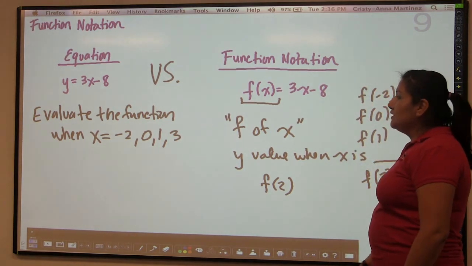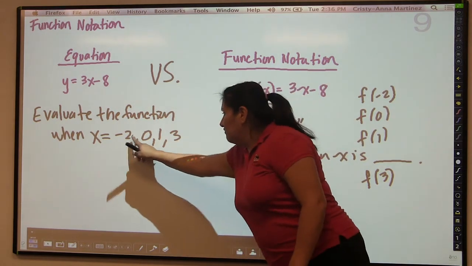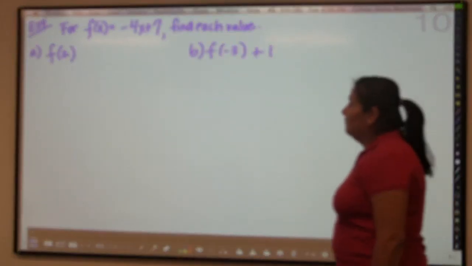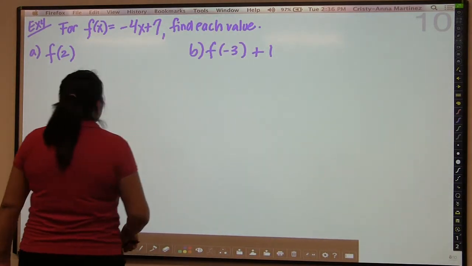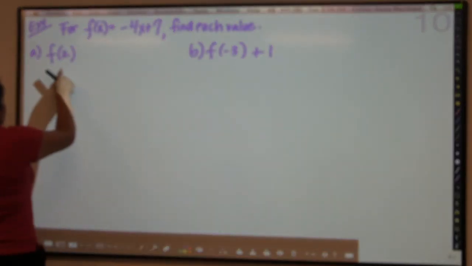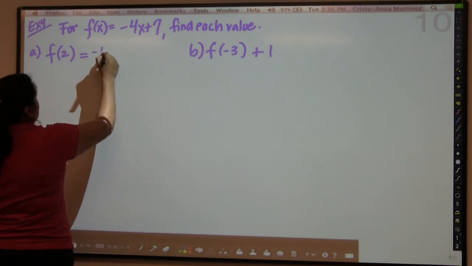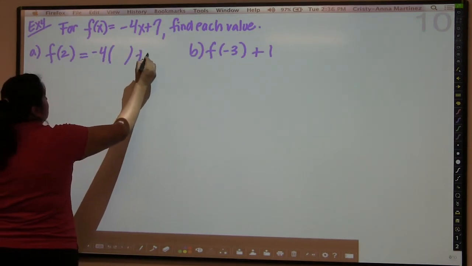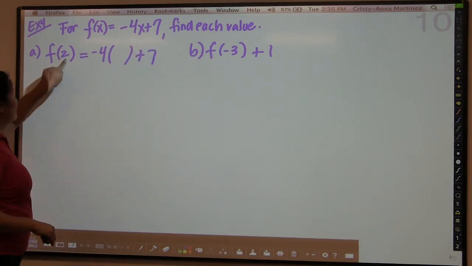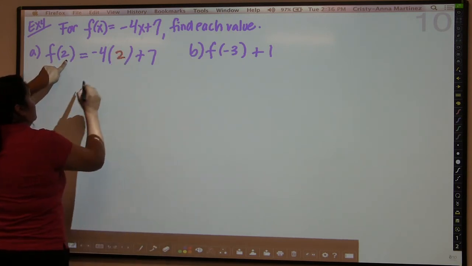But anyway, evaluate means to replace the x value with the given value in parentheses. So, to give you guys an example, here's a function, f of x equals -4x plus 7, find each value. When it says f of 2, it literally means that when I go to the function, I am going to rewrite the function. I use parentheses in the place of the x variable, and then whatever's inside here is what I replace here. Okay?